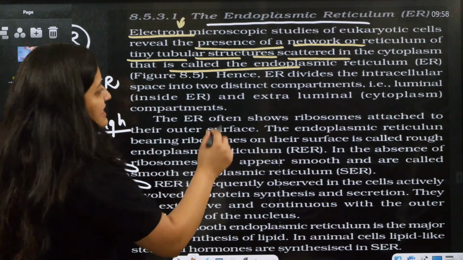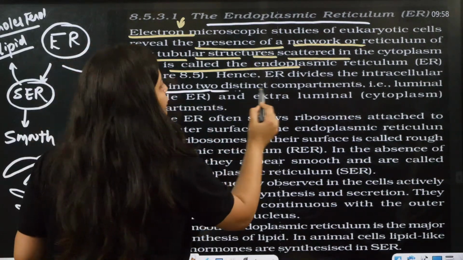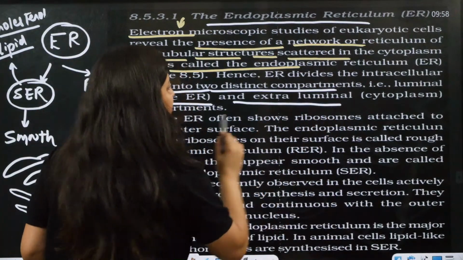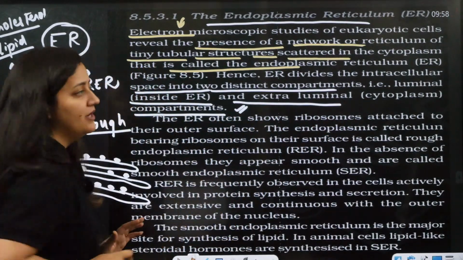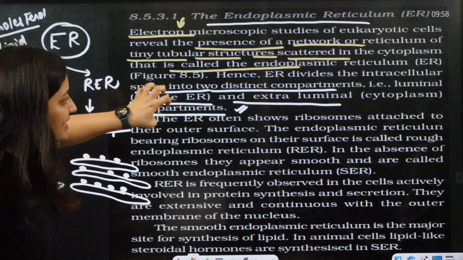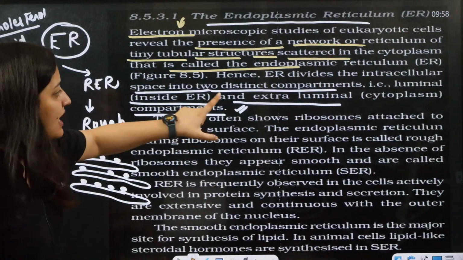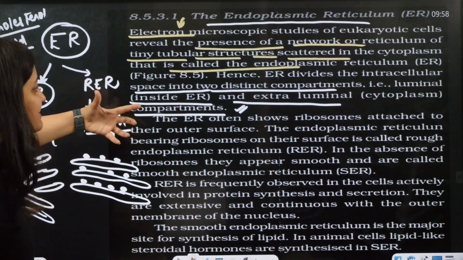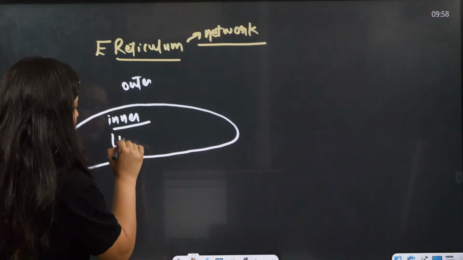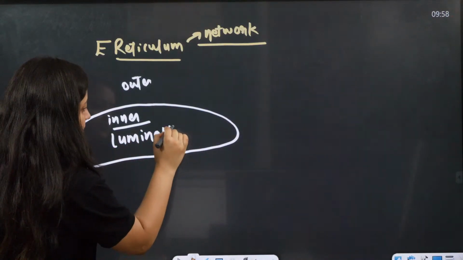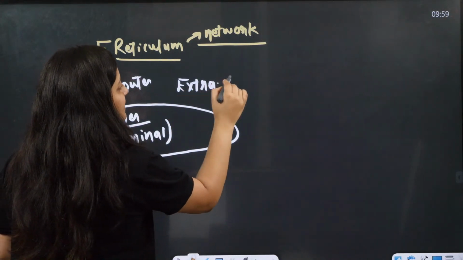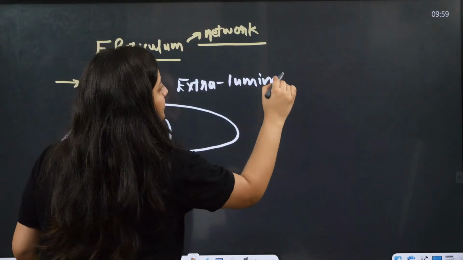right? Like see, ER divides the intracellular space into two distinct compartments. Luminal means inside ER, extraluminal means cytoplasmic compartment, right? So we have two words here. Luminal means inside the endoplasmic reticulum, and extraluminal means cytoplasmic compartment. So this is the luminal inner side, right? And it is the extraluminal, the cytoplasmic side.